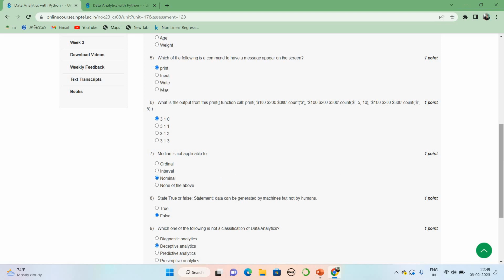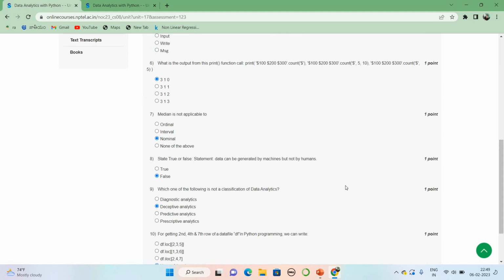And now coming to question number 8. True or false? Data can be generated by machines but not by humans. False. Data can be generated by humans also. Which one of the following is not a classification of data analytics? Deceptive analytics is not a classification of data analytics.